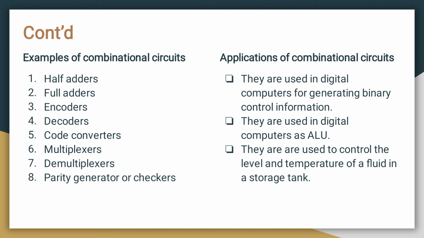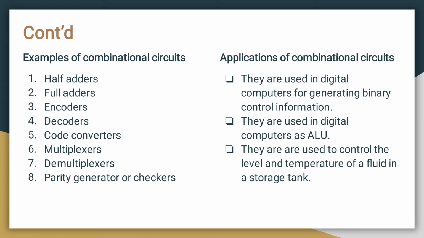So next is the examples of combinational circuits. Here we listed the examples: half adder, full adder, encoder, decoder, code converters, multiplexer, demultiplexer, and the last is the parity checker or generator. So these are the combinational circuit examples. We are going to study all these things in the upcoming slides.